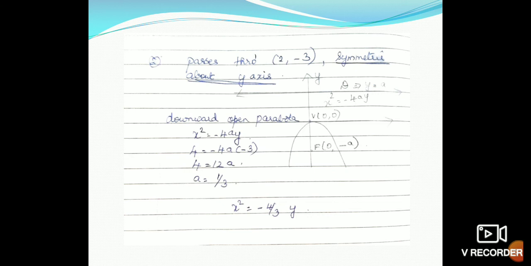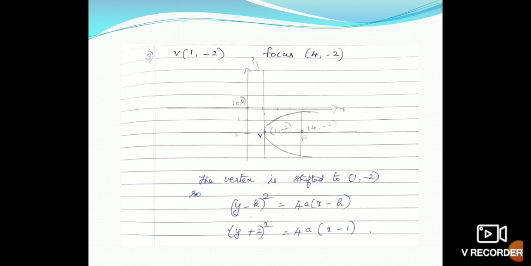Substitute this coordinate to find the a value. 4 into 2 square, 4 is equal to minus... okay, from this I get a to be equal to 1 by 3. Substitute in this general equation: x square is equal to minus 4 into 1 by 3 into y, or 4 by 3 into y. Okay, next question.